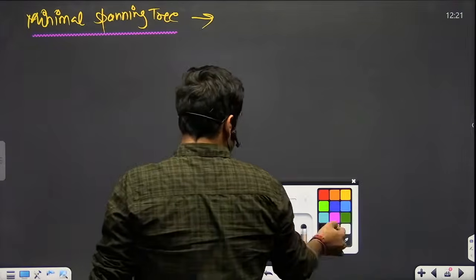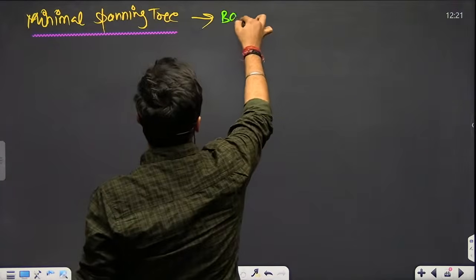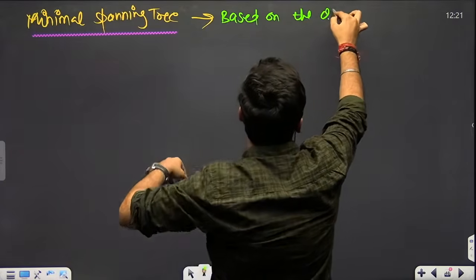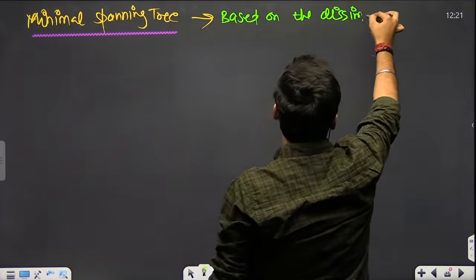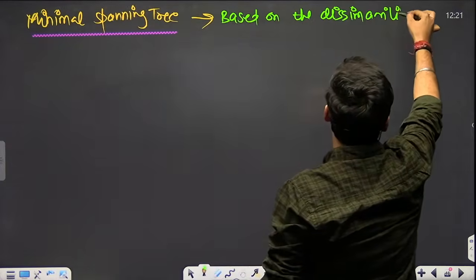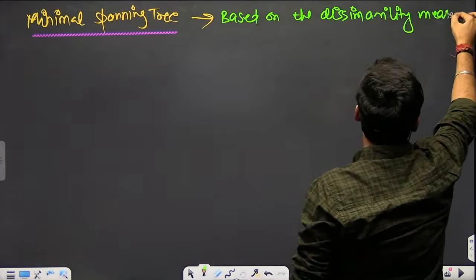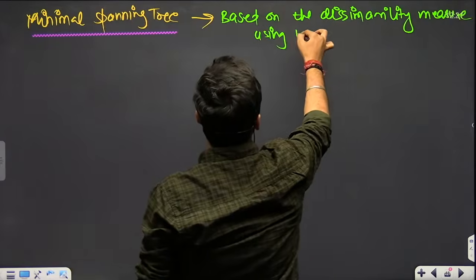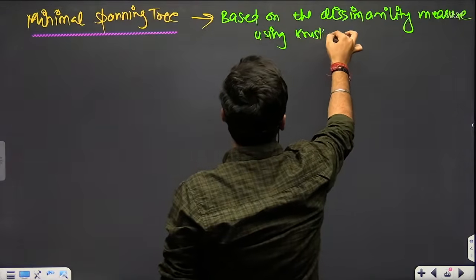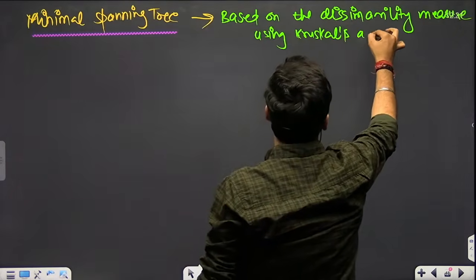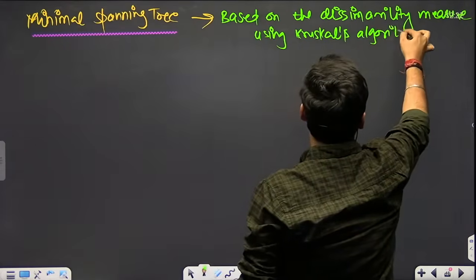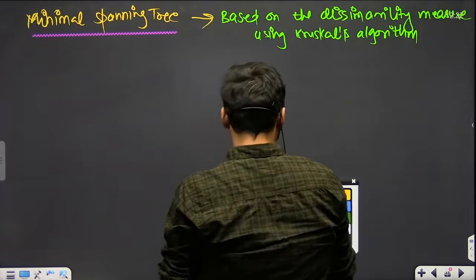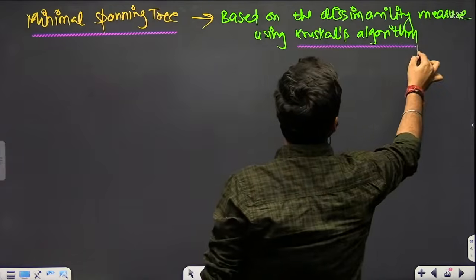Okay, so firstly you have to remember this name. You just remember the name. It is based on the dissimilarity measure, using Kruskal's algorithm. Okay, so you have to remember the name: using Kruskal's algorithm.